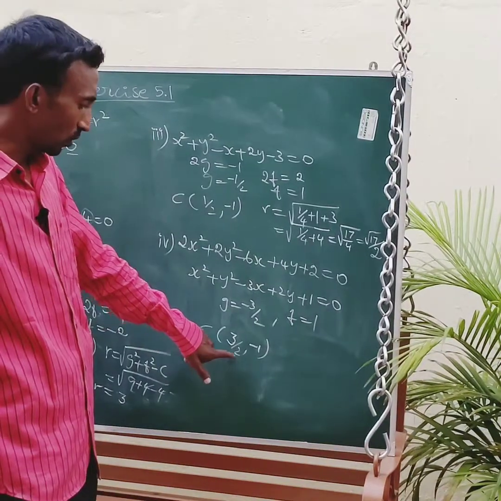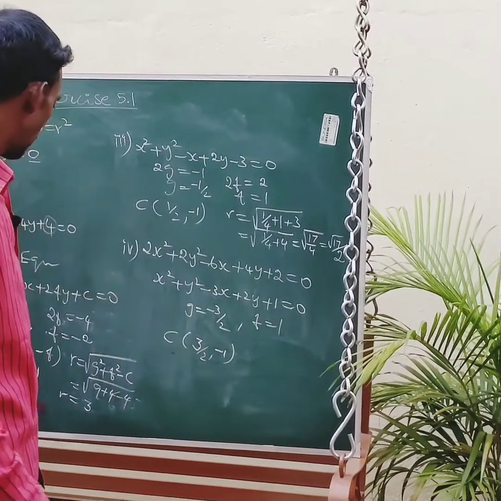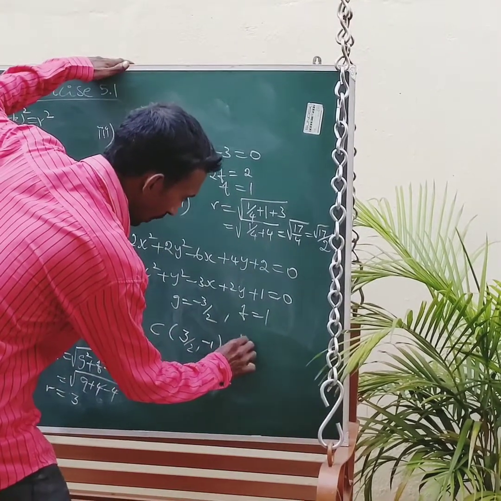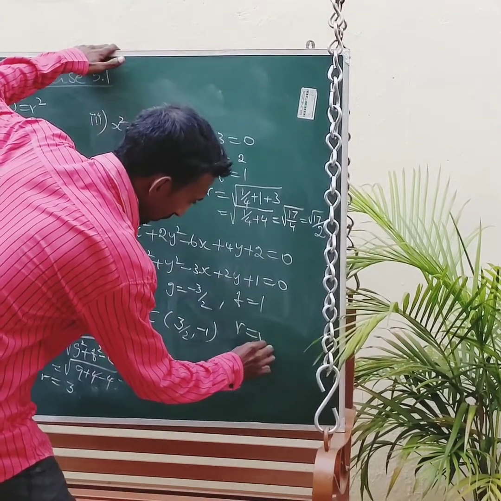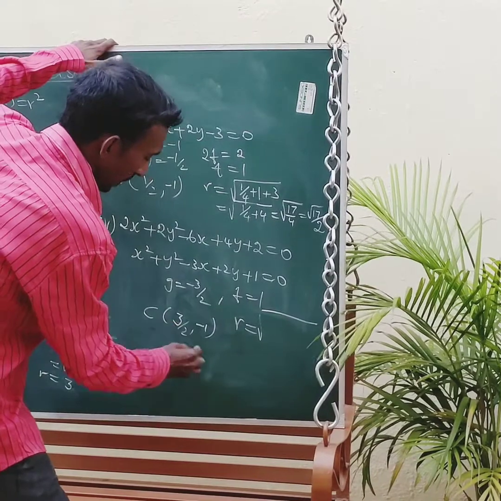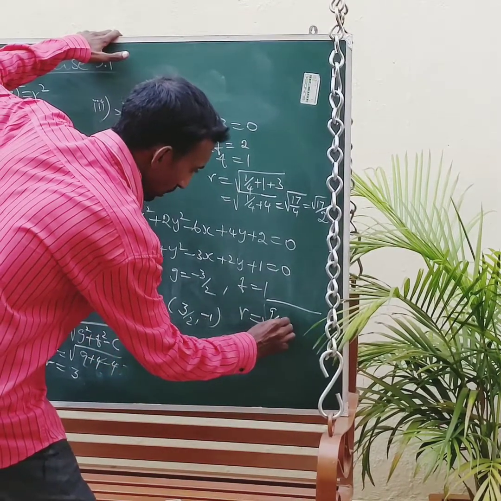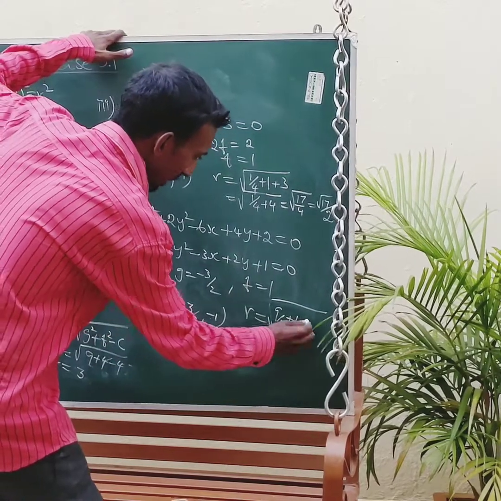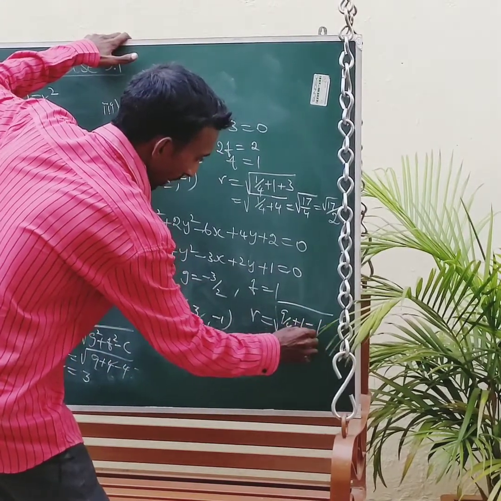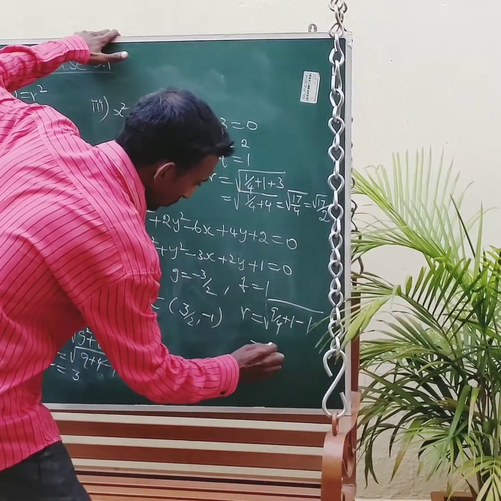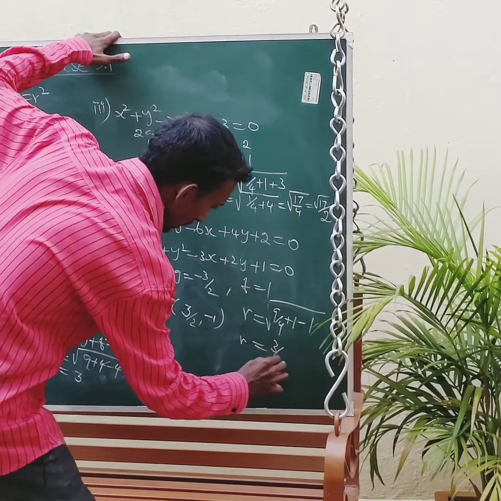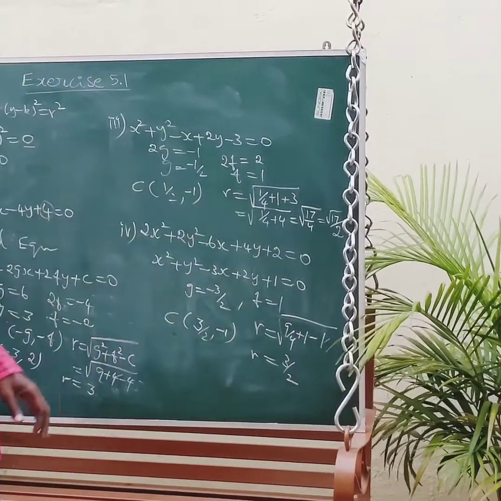Center C is 3 by 2 comma minus 1, and the radius is obtained by the formula again root of g square plus f square minus c. So here 3 by 2 the whole square is 9 by 4, minus 1 the whole square is plus 1, and minus c is minus 1, so plus 1 and minus 1 cancel, so r value is 3 by 2, that is the radius of the circle.